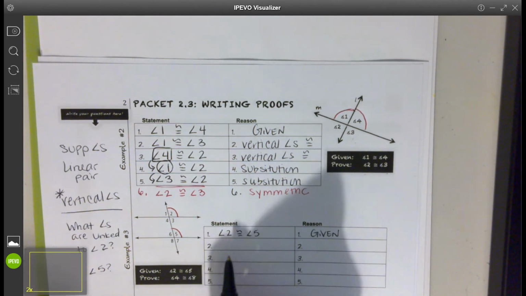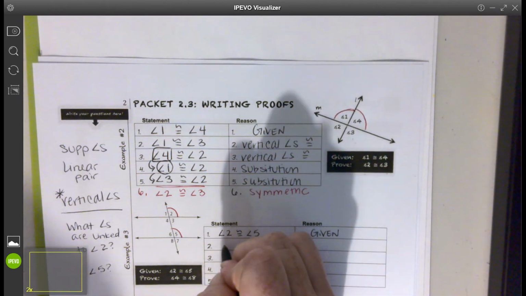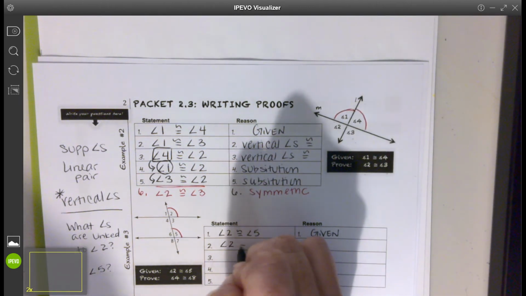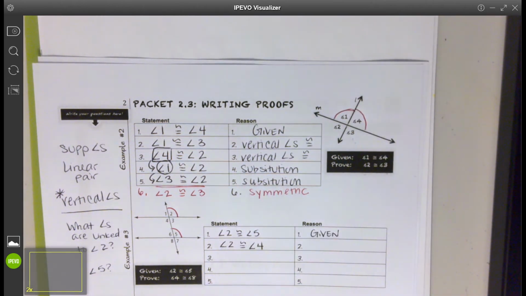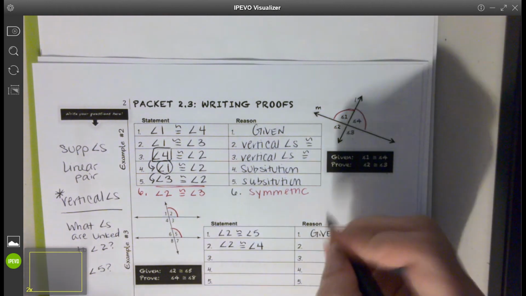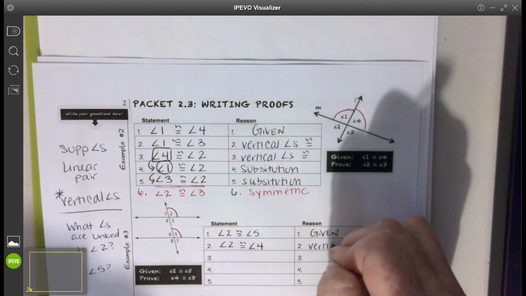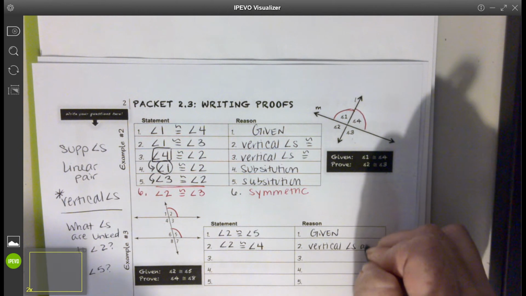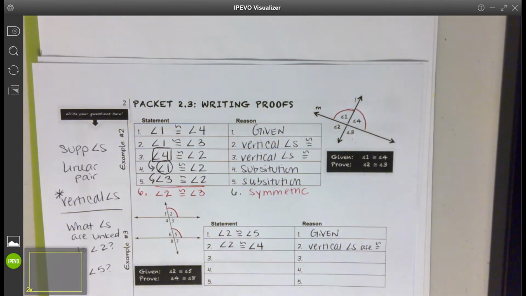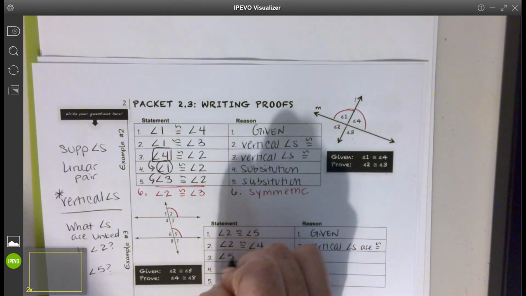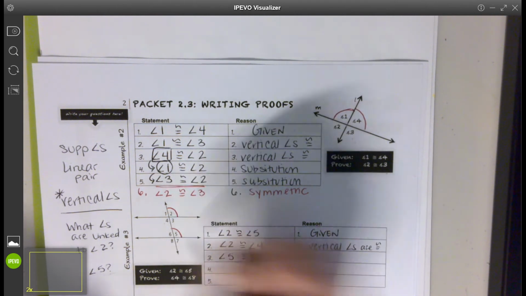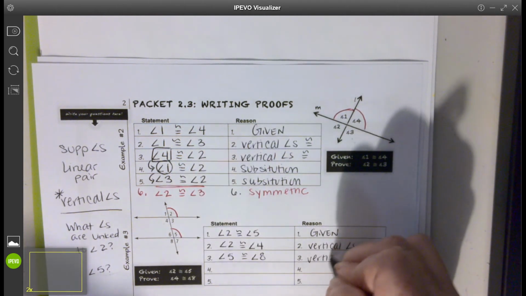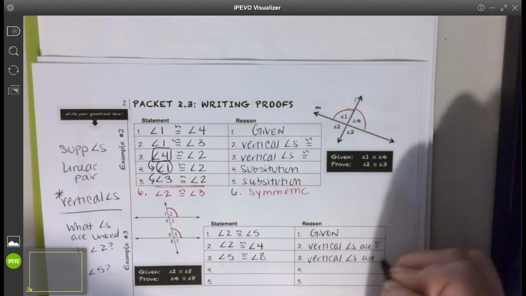So I could talk about angle 2 first. I could say angle 2 is congruent to angle 4. How do I know it's congruent to angle 4? Because angles 2 and 4 are vertical angles. Vertical angles are congruent. All right, now we're going to bring in that angle 5 piece. Angle 5 is congruent to angle 8. Again, vertical angles, writing that same reason. Vertical angles are congruent.